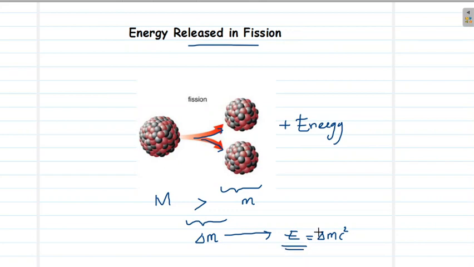Now let us calculate the energy released in the case of a uranium-235 nucleus. So consider a uranium-235 nucleus. We know uranium-235 will undergo nuclear fission when it is bombarded with a neutron, which is 0, 1. It will be converted into uranium-236, 92, which will later split into other particles, the fission fragments.